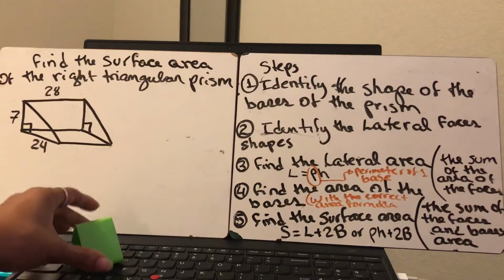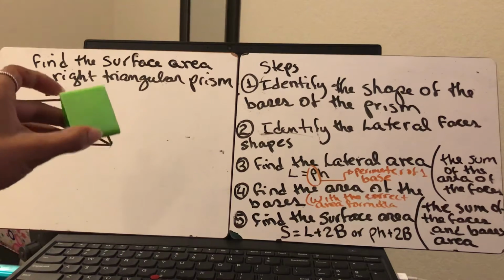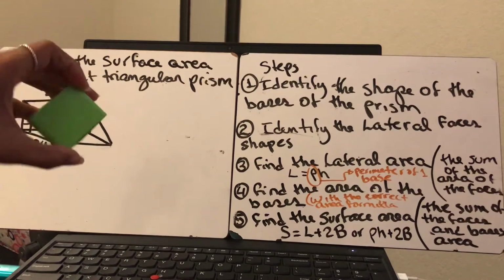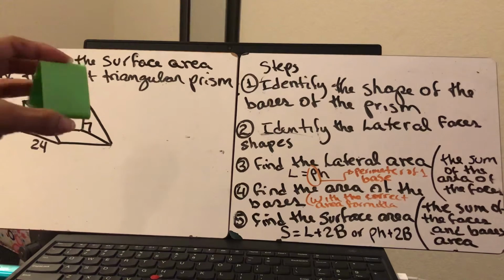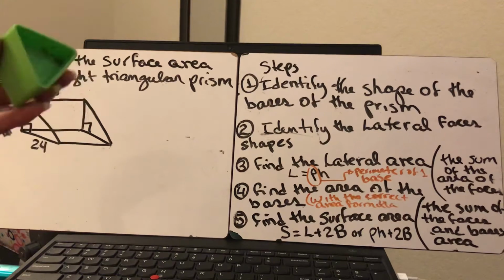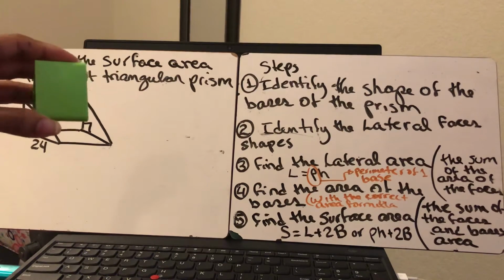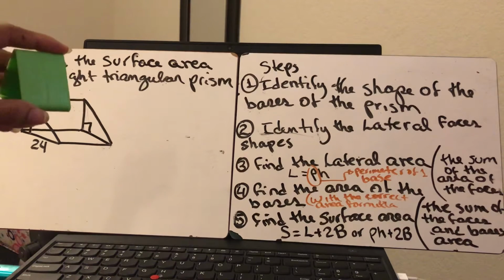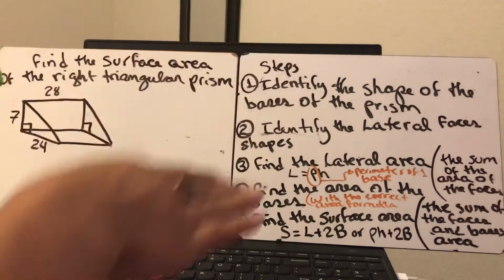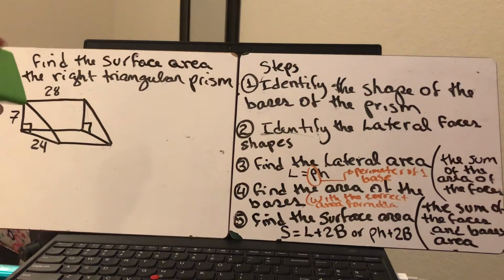I have an example just to give you a quick demonstration of a three-dimensional shape. Right here, I have a triangular prism. Of course this is three-dimensional, so there's going to be a height, a length, and a width. If I wanted to find the surface area of any prism, there's going to be a formula for it, and I'll go over the formula when we're going over the steps.